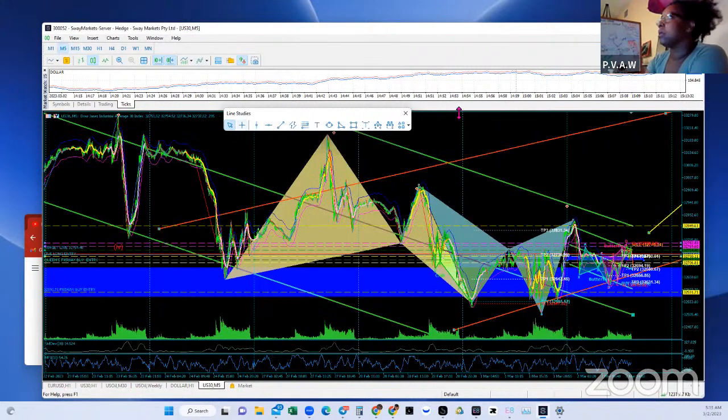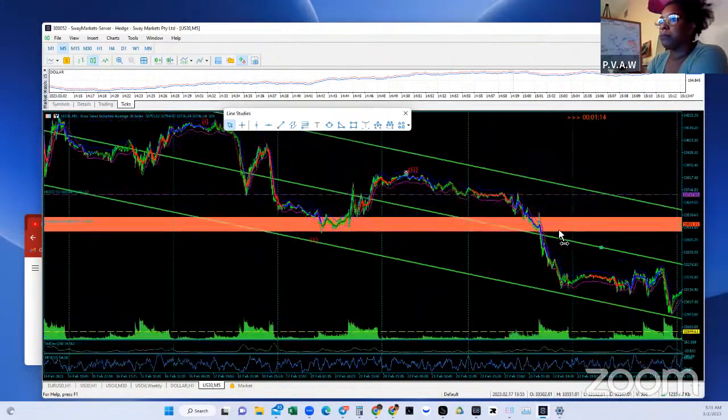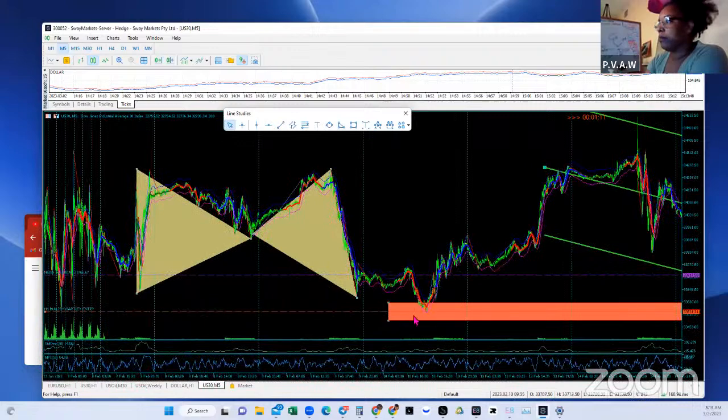M5 chart. Let me see if we can. If I turn this off right here, the chart shift, if I turn that off, I drag this over, bam. You guys can see the market just went up until February 14th. So that would have been a bomb entry to have.